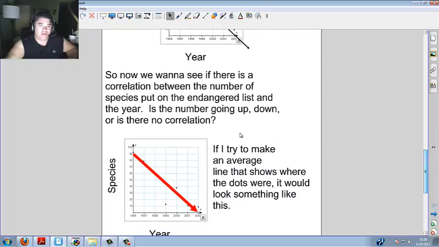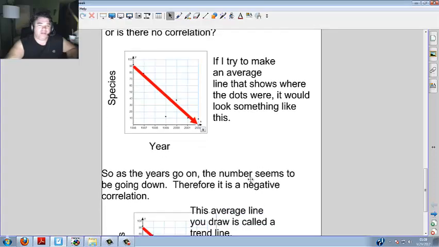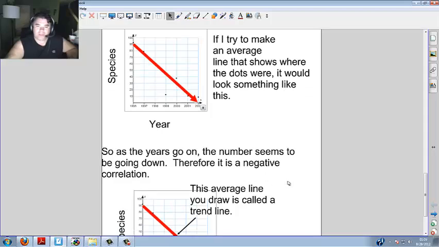Now, if you look here, we want to see if there's a correlation between the number of species put on the endangered list and the year. Is the number going up, down, or is there no correlation? Clearly, if I make a line, you see it's going down. So as the years go on, the number seems to be going down. Therefore, it is a negative correlation.